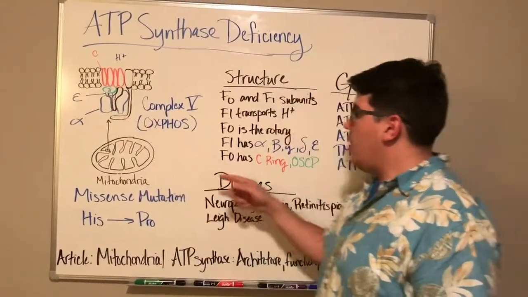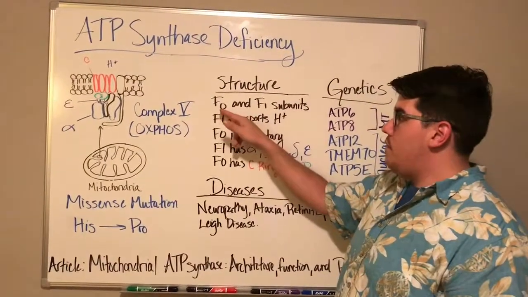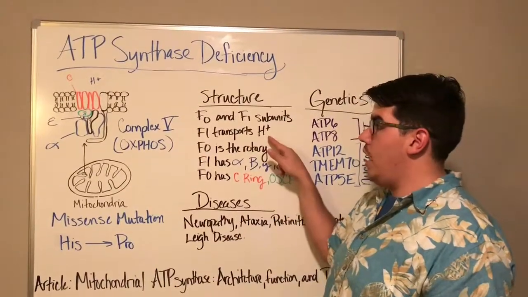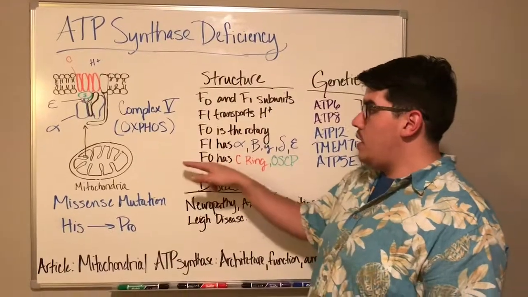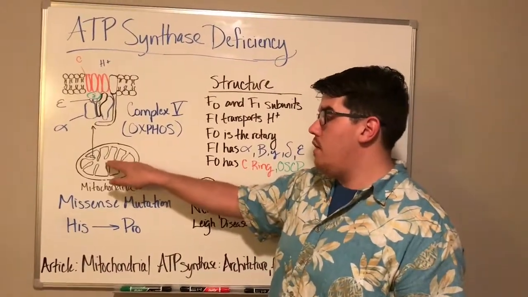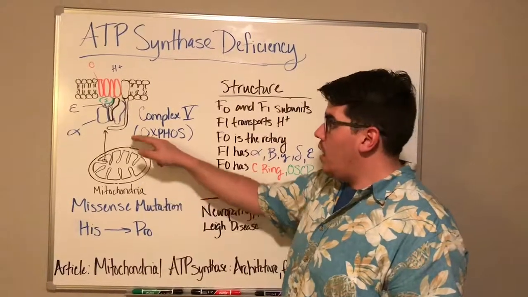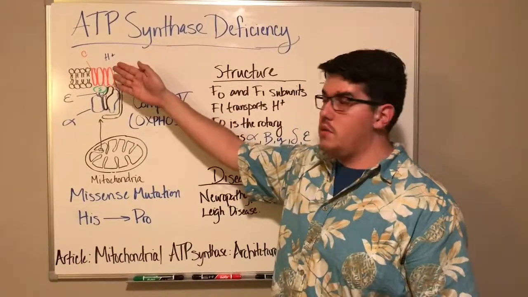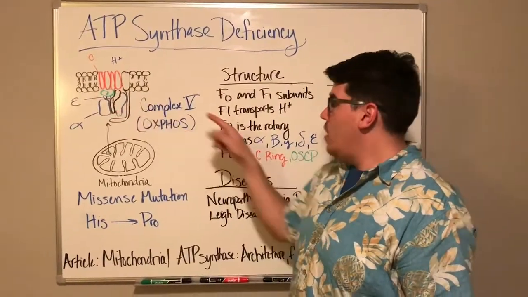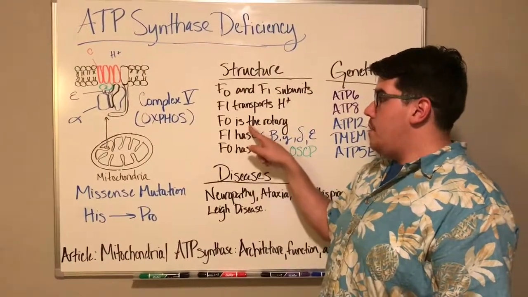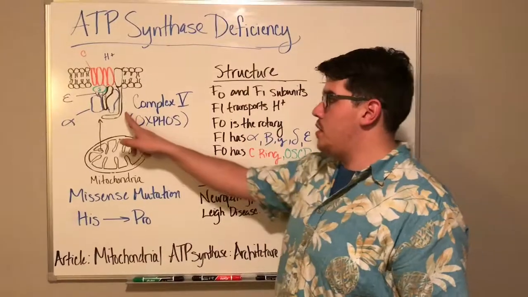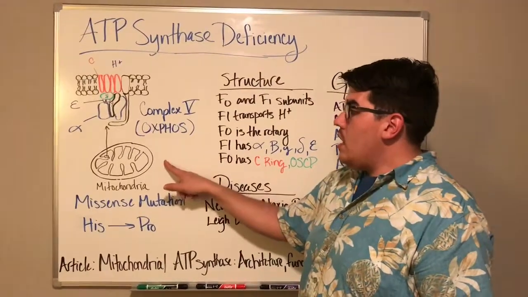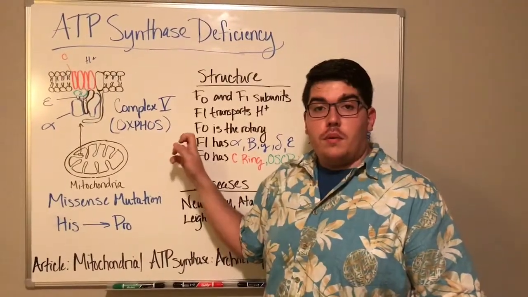The structure here is the F0 and the F1 subunits. The F1 subunit transports hydrogen atoms into the matrix, which is this inner part of the mitochondria. This actually flows through a protein channel, and as a result of chemiosmosis, will go into the F0 subunit, and that's known as the rotary protein, and this actually rotates and converts ADP and inorganic phosphate to ATP.